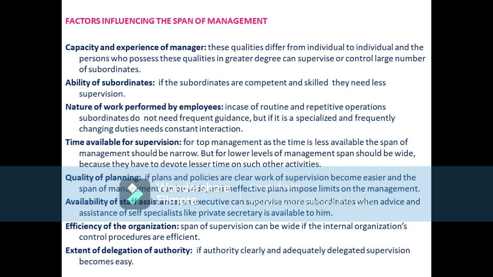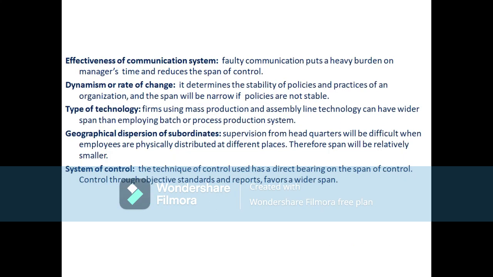And another one is effectiveness of communication system. Effectiveness of communication system means whenever the communication is very effective and understandable to the employees or subordinates in the organization, definitely we can see a wide span of control, because of clear cut defined roles, clear cut delegation of authority, clear cut quality of planning, and clear cut nature of work. All these give good communication to the employees. So effectiveness of communication leads to a wider span. And if there is faulty communication, it puts a heavy burden on the manager's time and reduces the span of control, because he has to continuously rectify the doubts.